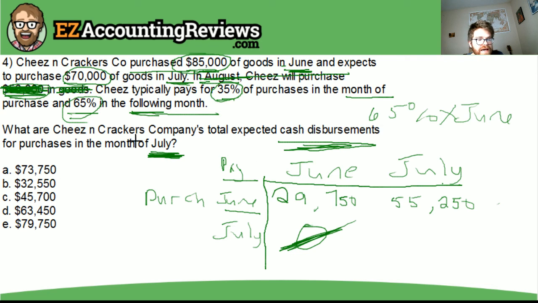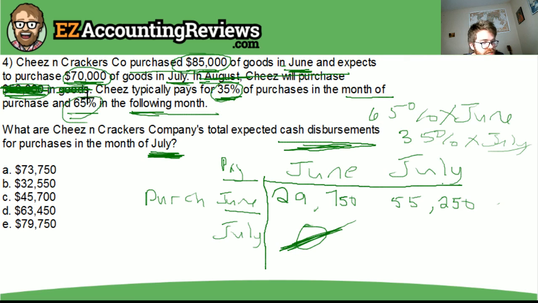The next question you got to ask is how much of July purchases, this 70 grand right here, will be paid out in July? Well, July is July, so that is the month of, and we know that rule. It's 35%. Anything that's in the month of is 35% worth. So you just take 35% of July.